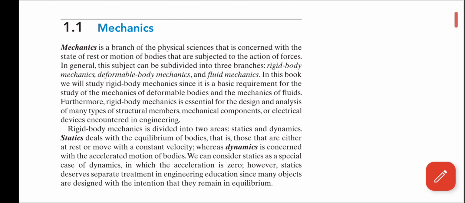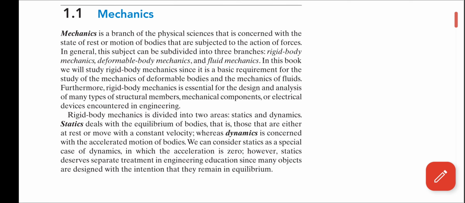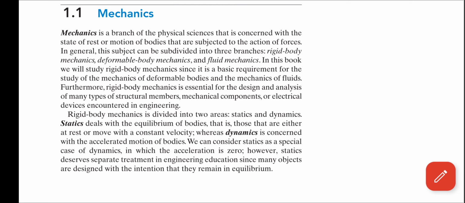Mechanics is a branch of physical sciences concerned with the state of rest or motion of bodies. Anything related to bodies at rest or in motion is concerned with mechanics. Mechanics is the first of everything. Every body is concerned with mechanics, related to rest or motion.